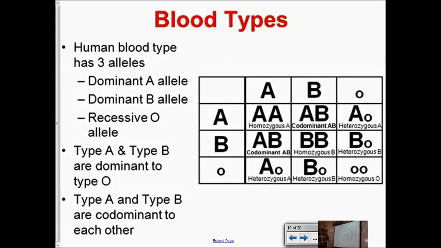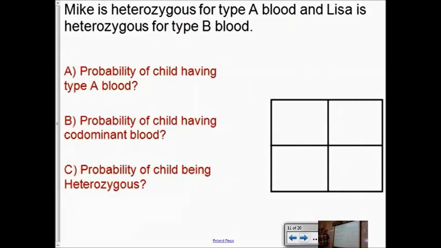2 different alleles. So, here's the problem that he throws out at you. Mike is heterozygous for type A blood, and Lisa is heterozygous for type B blood. And then it wants you to fill in the Punnett Square and answer some questions. So I want you to try this out. I'm going to help you. Since this is your first one, I'm going to show you the thinking process, how you set it up.